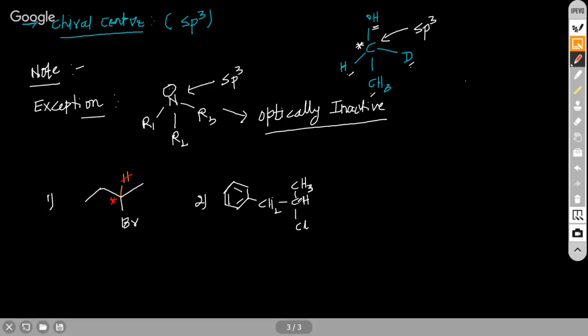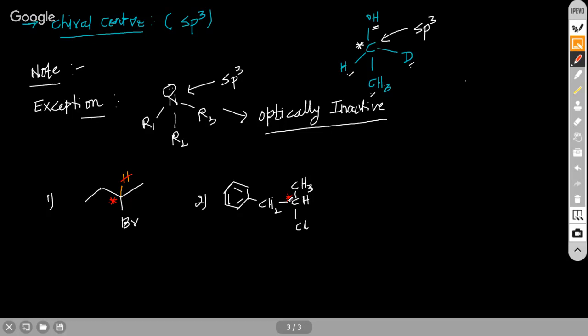This carbon is again an sp3 carbon, and it has 4 different groups attached to it. One is CH3, the other one is H, then Cl, and the other one is the whole group. So yeah, this carbon is a chiral carbon, and we have 1 chiral carbon present in this compound also. Got it? Understood?